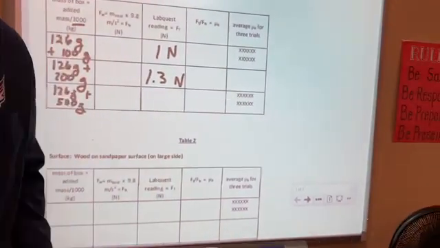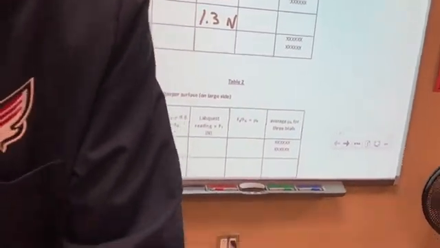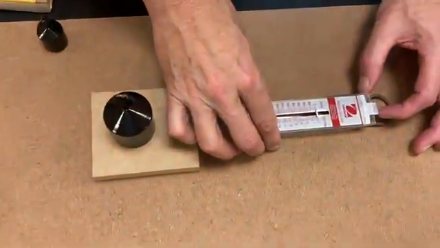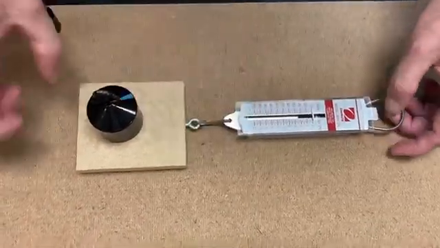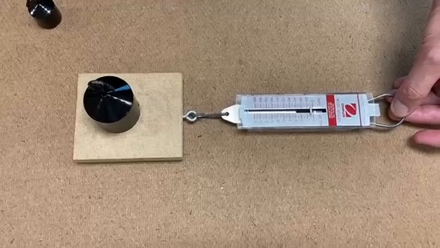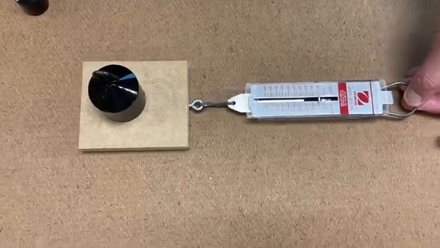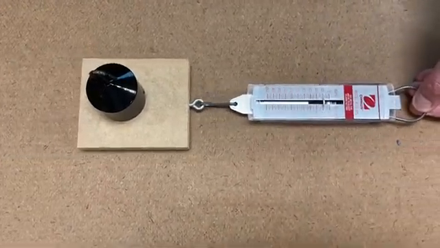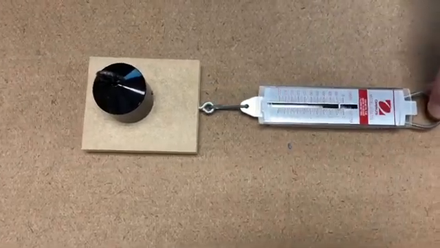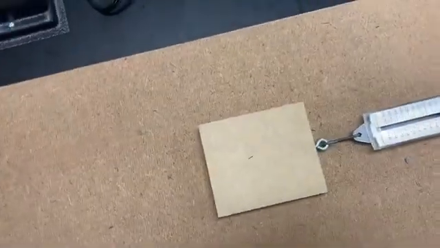Okay, and then the last one, 500. Recalibrate again. This is the smooth block, a smooth block, wood on wood. Okay, that's pretty good too. That's about 2 newtons.